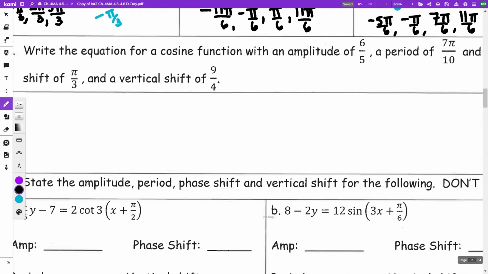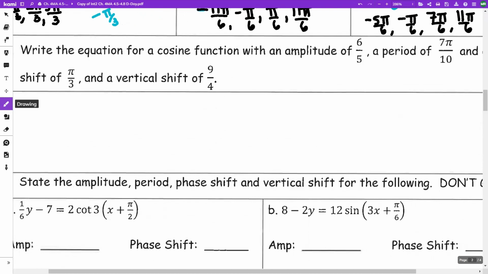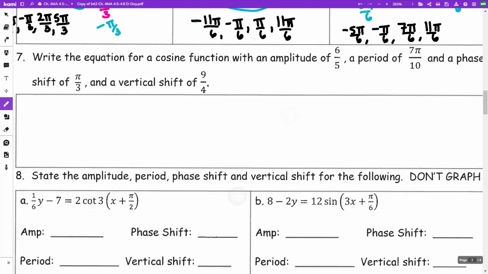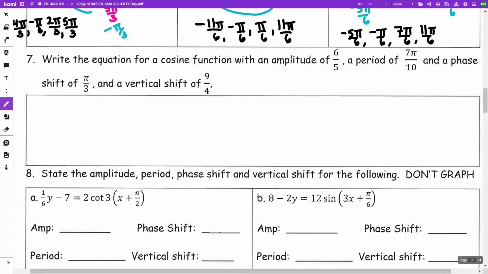On 7, we're going to write an equation of a cosine function with an amplitude of 6/5, a period of 7 pi tenths, a phase shift of pi thirds, and a vertical shift of 9/4. So when we're talking about a cosine, we have A, which is our amplitude, cosine of B, which is the number of cycles within 2 pi distance for a cosine or sine graph, times x minus h, which is going to be your phase shift, plus k, which is your vertical shift. So in this case, our amplitude is 6/5. So we're going to have y is equal to 6/5 cosine.